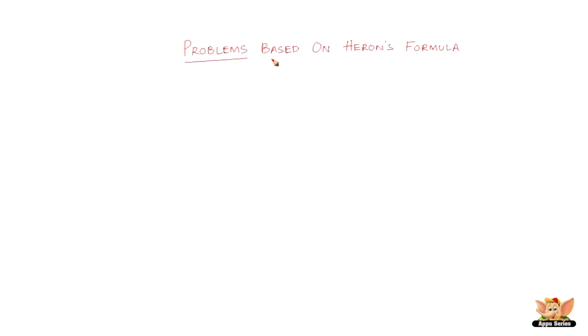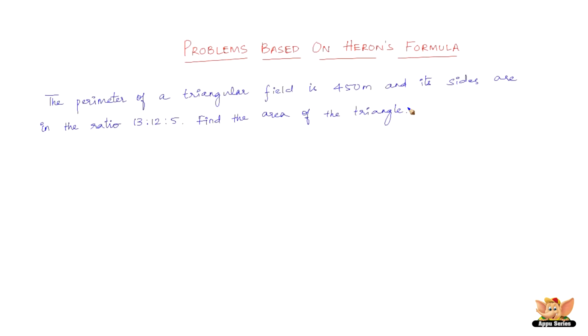In this video, let us solve some more problems based on Heron's formula. The question here reads like this. Perimeter of a triangular field is 450 meters and its sides are in the ratio 13:12:5. Find the area of the triangle. Alright, now how do we go about solving this sum?